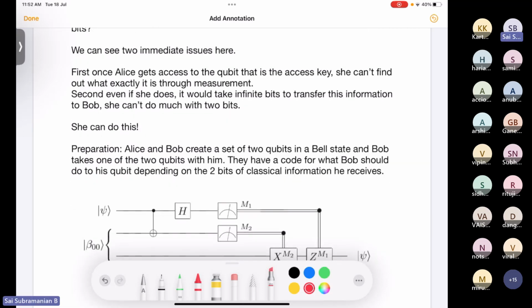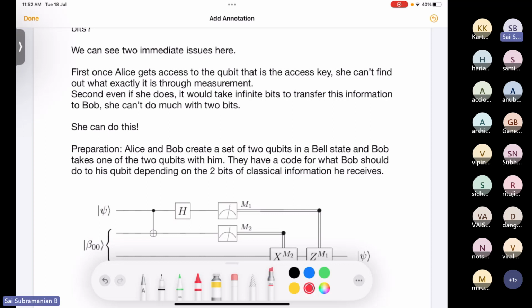So again, we will use these Bell states. Bell states are awesome. We can use them to do all sorts of cool stuff. So Alice and Bob create a set of qubits in a Bell state, and Bob takes one of these 2 Bell state qubits with him. And again, they've planned a code for what Bob should do to his qubit depending on the 2 bits of classical information he receives.